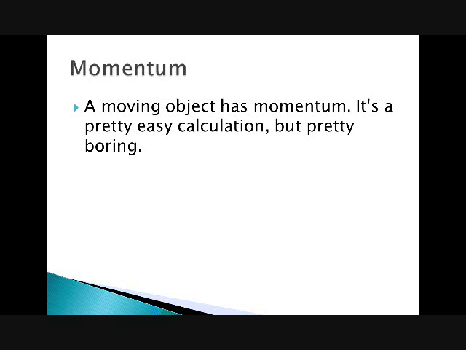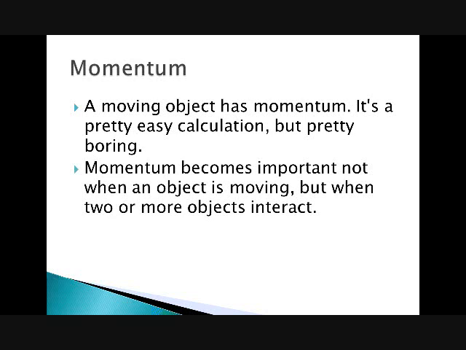Now, remember, a moving object has momentum. Momentum, mass times velocity. It's a pretty easy calculation, but it's pretty boring. It just simply says how much momentum a car, an object has when it's moving. It's kind of hard to relate it to something real. Momentum becomes more important not just when an object is moving, but when two or more objects interact. That's when momentum is really cool, and that's why we want to study momentum.